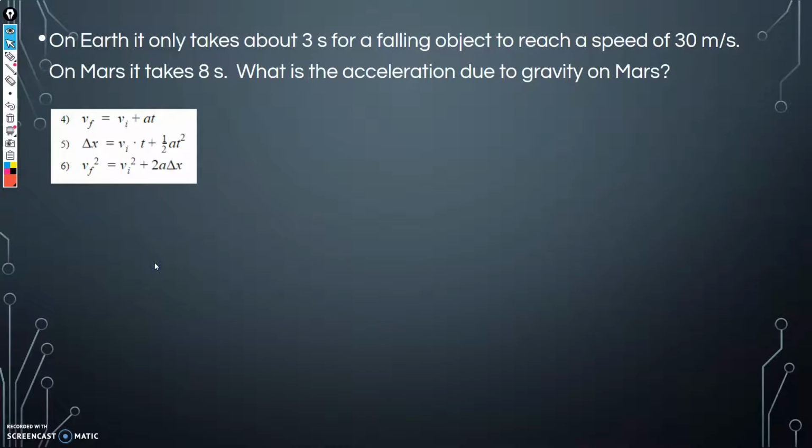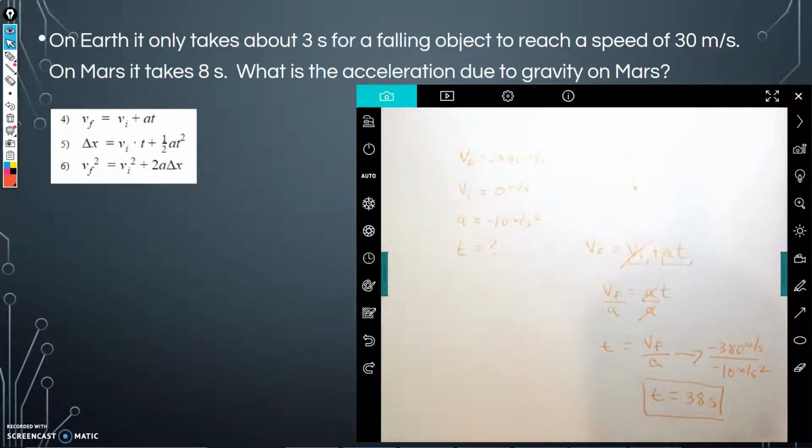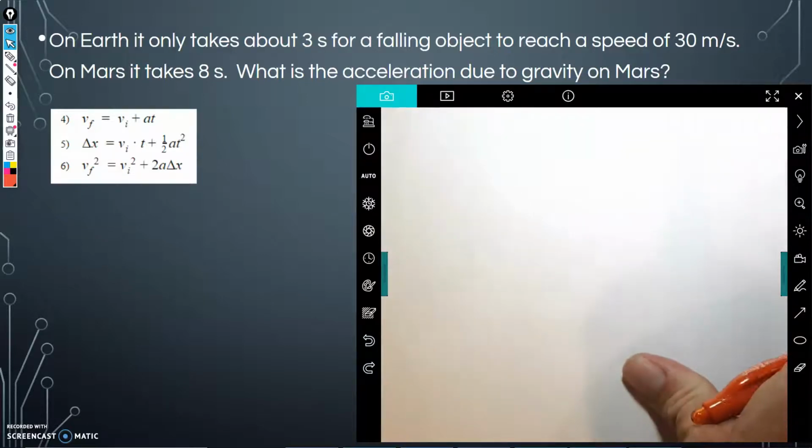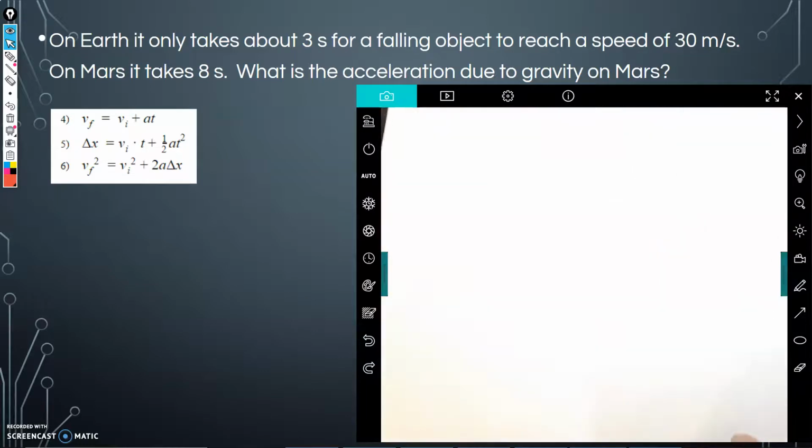All right, on Earth, it only takes about 3 seconds for a falling object to reach a speed of 30 meters per second. On Mars, it takes 8 seconds. What's the acceleration due to gravity on Mars? All right, so Mars is a different planet, and so due to its mass and also other factors about Mars, it's going to have a different rate at which things fall due to its gravity.